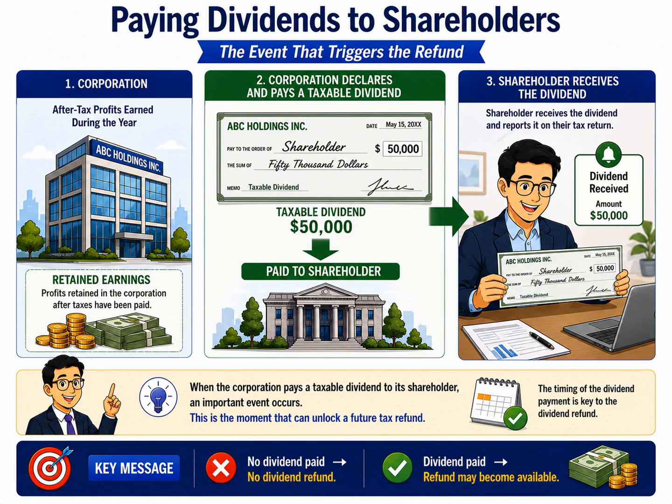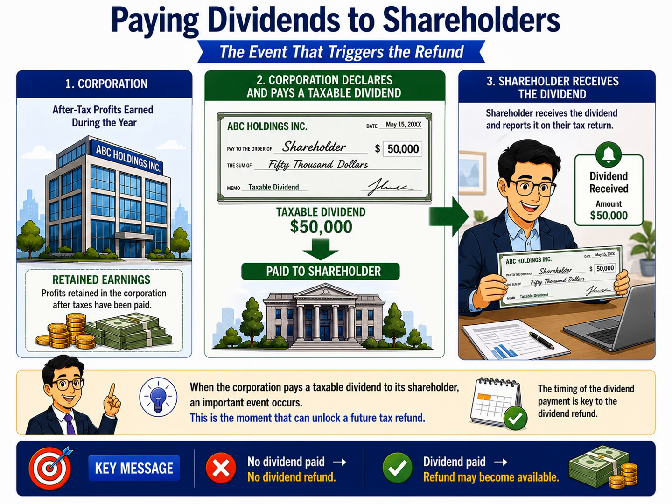The moment the corporation pays a taxable dividend, it may become eligible to receive a dividend refund from the Canada Revenue Agency. This is because the refundable tax that had been accumulating in the corporation's RDTOH account can now begin flowing back to the corporation. Notice the sequence carefully. The corporation does not receive a dividend refund simply because it has an RDTOH balance. The corporation receives the refund only after it pays a taxable dividend. That's one of the most important concepts in this chapter.